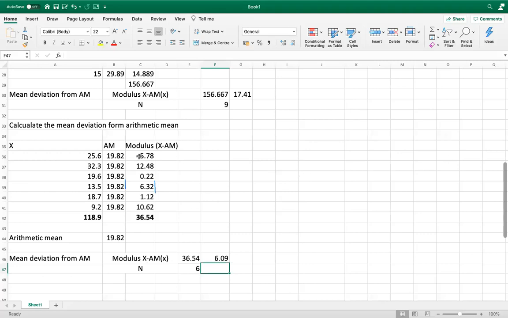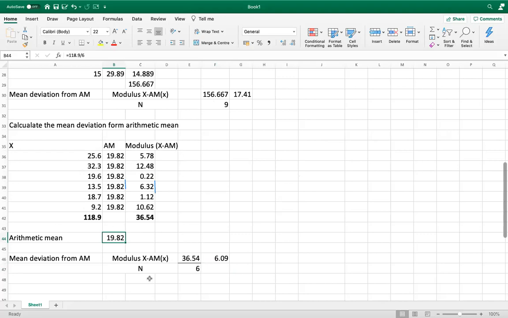Step by step I'll tell you. I'm given the x values. I will compute the arithmetic mean. Add all the values divided by the number of observations, right? And after that, I will calculate the deviation. Only the deviation, sign will not be considered. That is why I include modulus. Modulus x minus x bar.